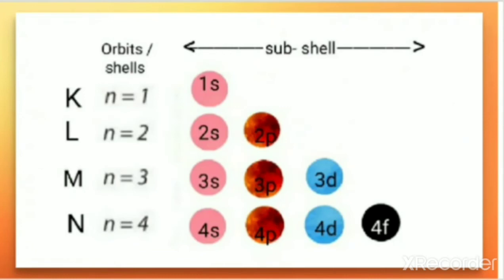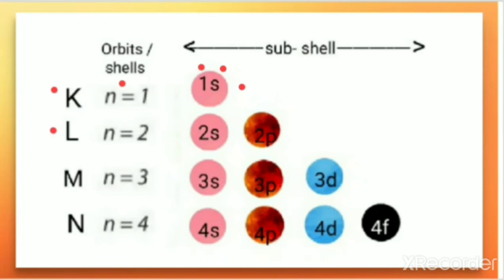Now each shell has orbitals. The first shell is represented by K, where the principal quantum number n is equal to 1. In the first shell, only one orbital is present, that is 1s. In the representation, 1 is the principal quantum number and s is the orbital.